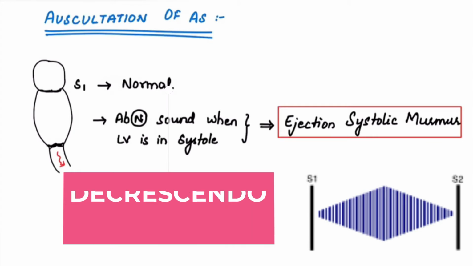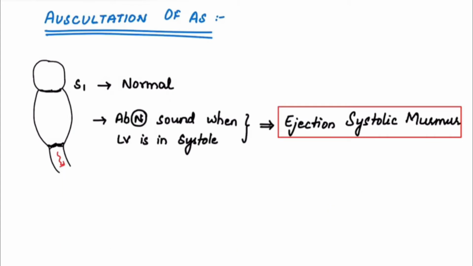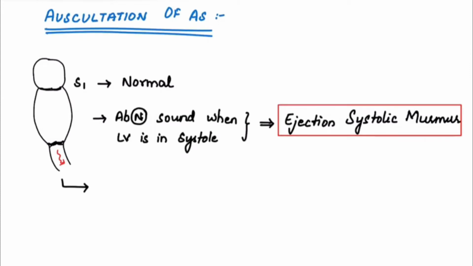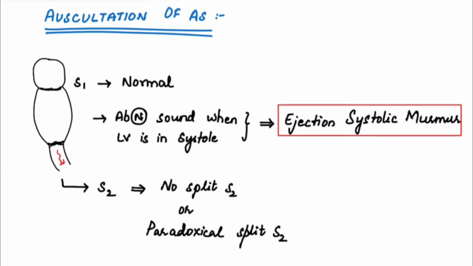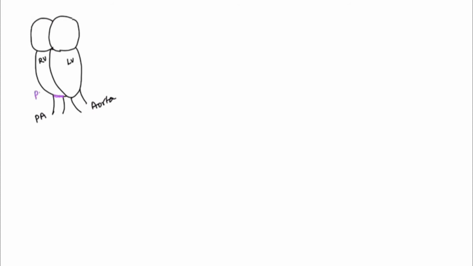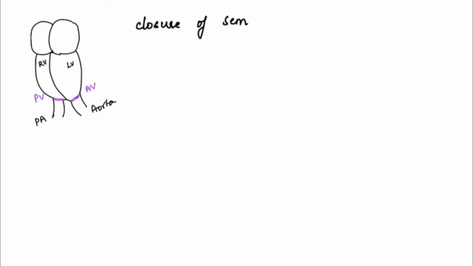Now after the blood reaches the aorta, the aortic valve closes, producing the sound S2. This S2 in aortic stenosis is described as no split S2 or paradoxical split of S2. Now let's understand this S2 in aortic stenosis. So suppose this is a picture of a heart and the right ventricle opens into the pulmonary artery through the pulmonary valve and the left ventricle opens into the aorta through the aortic valve. This aortic valve and the pulmonary valve are the semilunar valves. Now closure of the semilunar valves produces the sound S2.